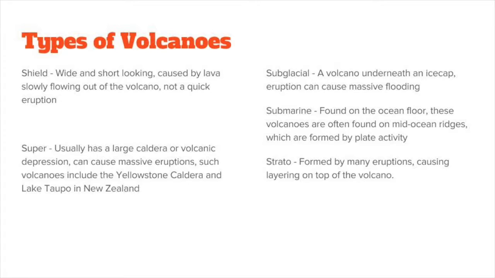Subglacial volcanoes are found underneath ice caps, such as Antarctica or Iceland. Eruptions of these volcanoes can result in massive floods caused by the melting. Submarine volcanoes are usually formed by oceanic plate activity. More shallow volcanoes can form islands. However, at certain depths, the pressure and temperature of the water does not allow the volcano to erupt quickly, as the lava cools too quick.